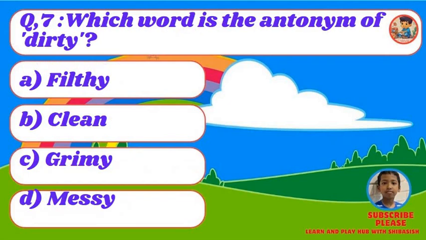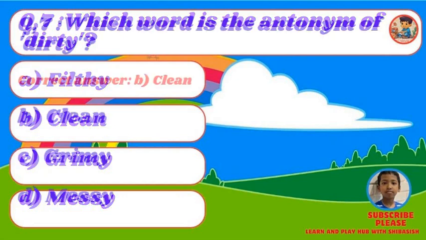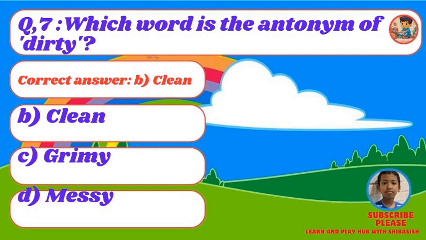Question 7. Which word is the antonym of dirty? Option A, filthy. Option B, clean. Option C, dreamy. Option D, messy. Option B. The correct answer is clean.